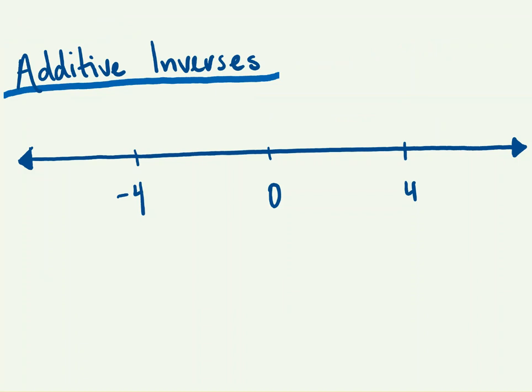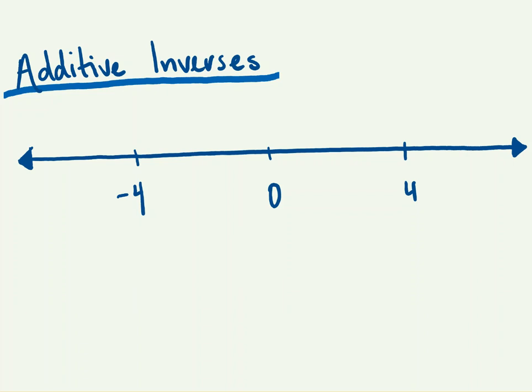Our next topic in discussing real numbers is the idea of additive inverses. An additive inverse is a number that you would add to another number in order for the overall sum to be equal to 0. If we think of this in terms of a number line, you would want to find something that is an equal distance away from 0, but in the quote-unquote opposite direction.